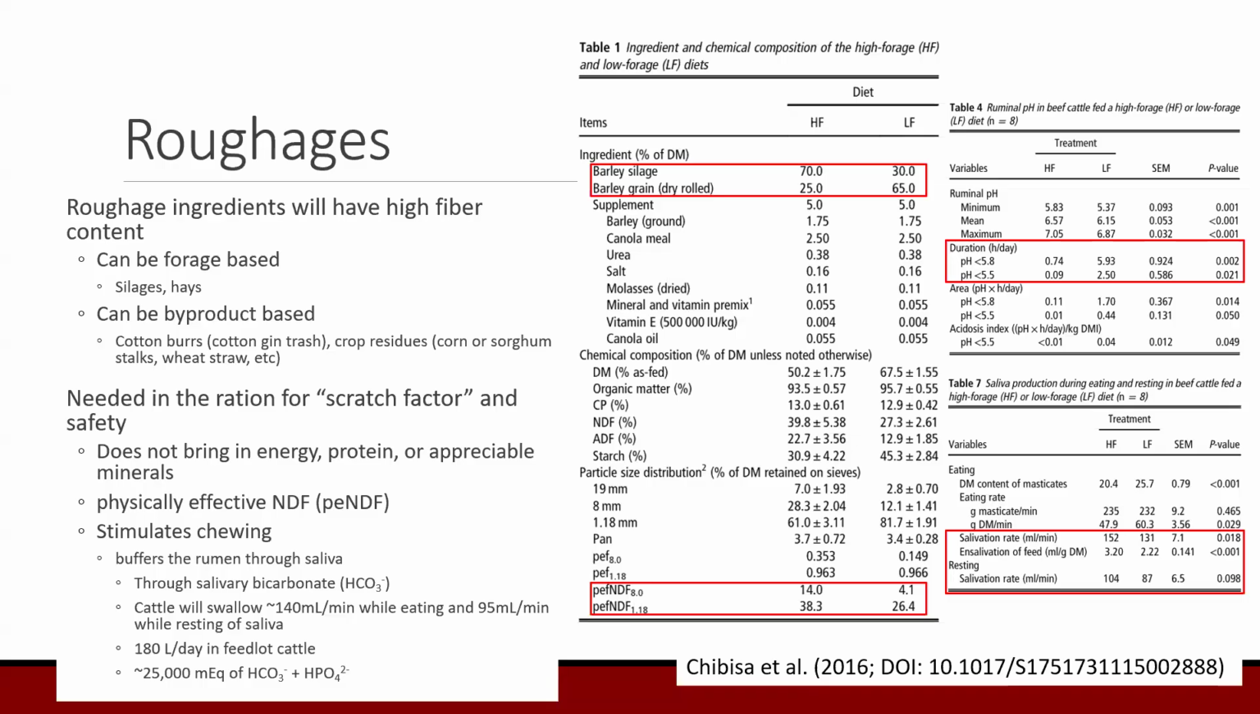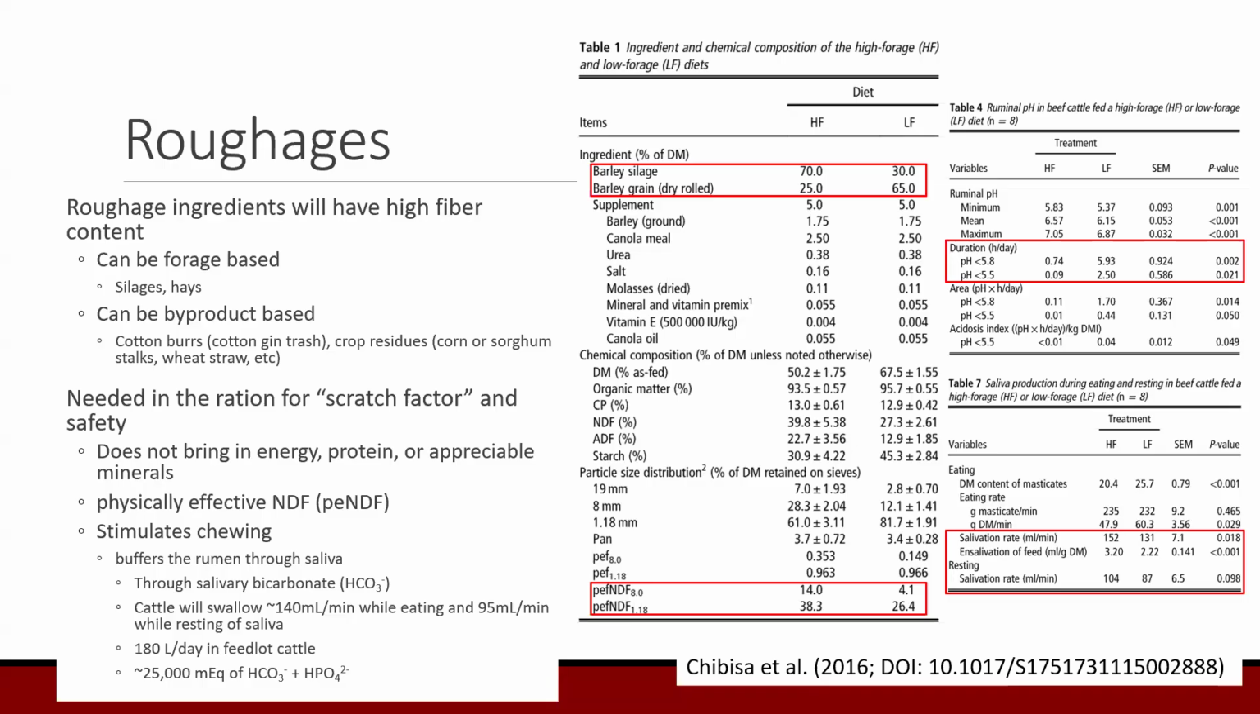Okay? Cattle will swallow about 140 milliliters of saliva per minute. That ends up being a lot. While they're eating, and about 95 milliliters per minute while resting. Okay? So that amounts to about 180 liters of saliva per day. So you can divide that by 4, and I'll tell you how many gallons that is. Okay? So that'll provide about 25,000 milliequivalents of bicarbonate and what is HPO4? Phosphate buffer? I don't know.